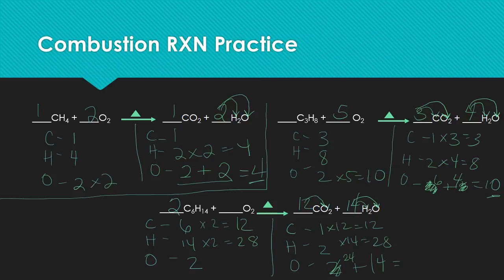And then 24 plus 14 is 38, which is divisible by 2. So I have to think about 2 times what equals 38. The answer is 19. So put a 19 up in that blank. And that right there is pretty much the hardest thing that you would have to balance in this class. I mean, it's pretty advanced. So hopefully this helps you with balancing.